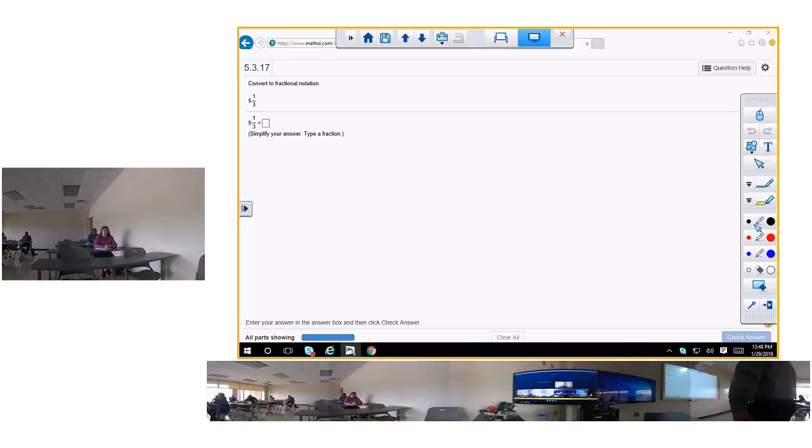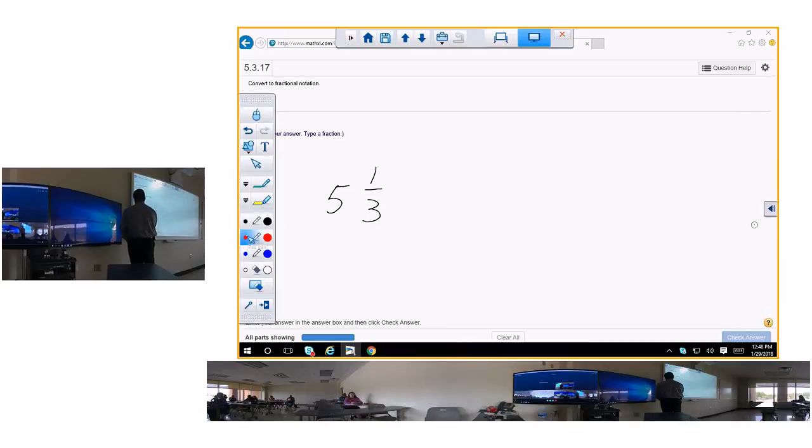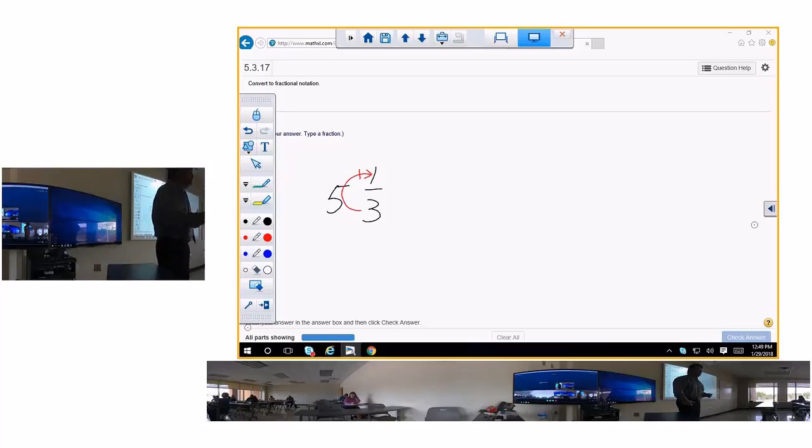That'd be 5 1/3. So all you do is, I'll take the red marker, draw a big C, put an arrowhead on it, and put a plus there. And then you just do it. Put a dot here.